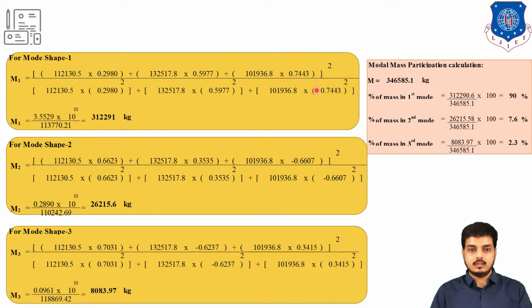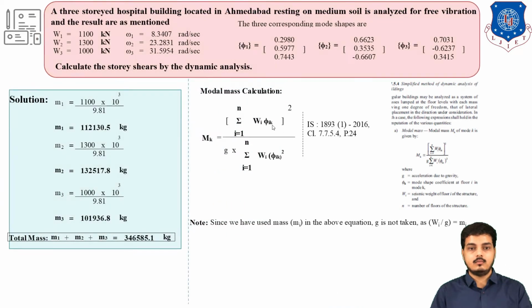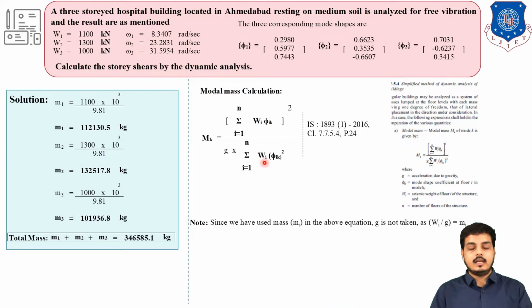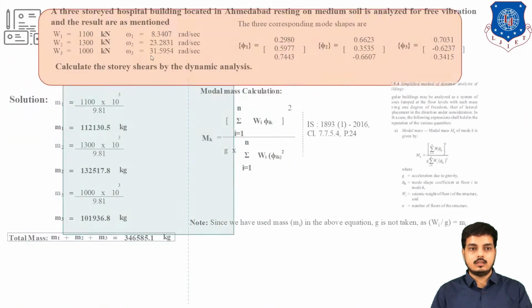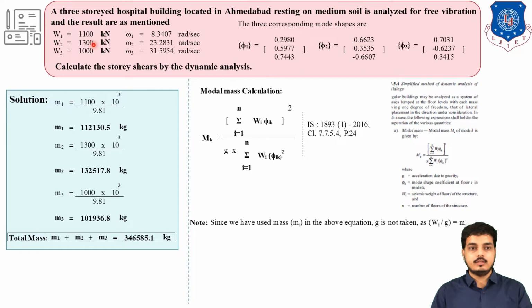Similarly, dividing with the given equation: the equation is the summation of Wi into phi i, the whole square, divided by the summation of Wi into phi i squared, so the whole square on top, and below only the respective phi square. After solving it, I will get mass 1 equals 312291 kg. You can solve it by placing Wi also. W1 is 1100 into 10 raised to 3, W2 is 1300 into 10 raised to 3, and W3 is 1000 into 10 raised to 3, divided by G.